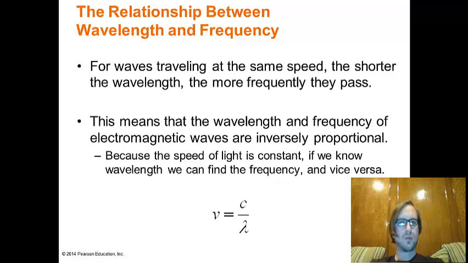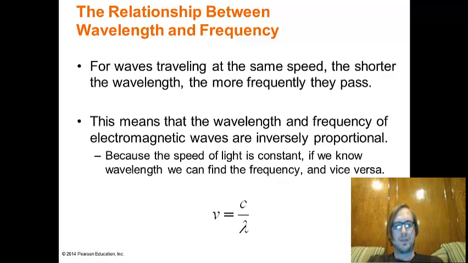So the shorter the wavelength, the more frequently they pass. Since we're talking about electromagnetic waves, they're all moving at the speed of light, 3 times 10 to the 8th meters per second. So it means if you're traveling at 3 times 10 to the 8th meters per second, if you have a really long wavelength, you should not pass very frequently, and vice versa.